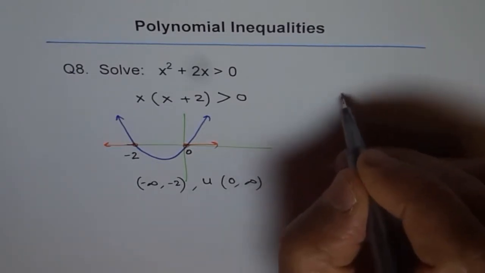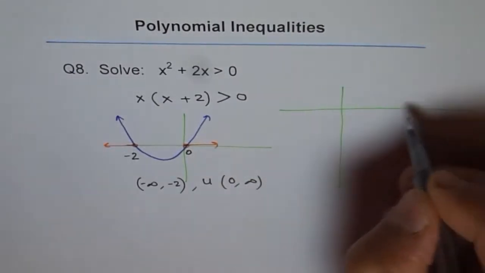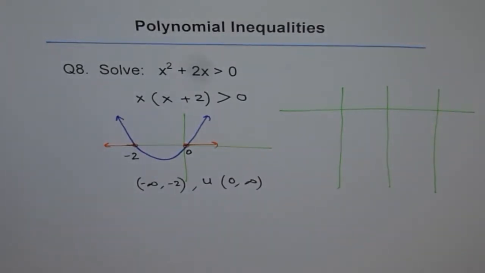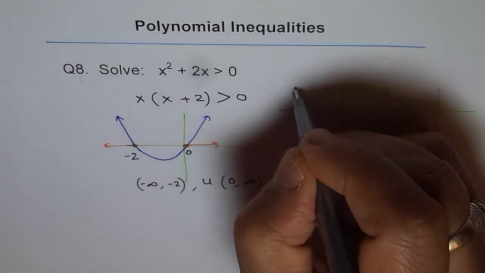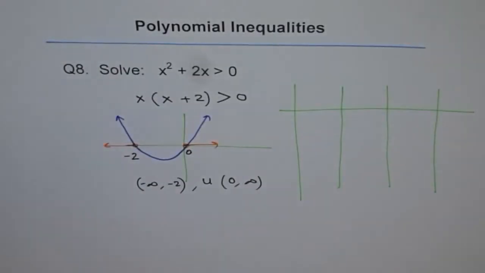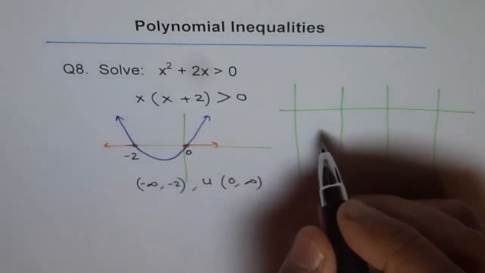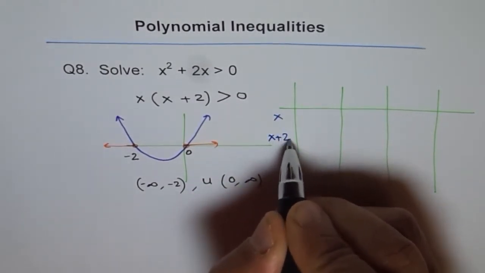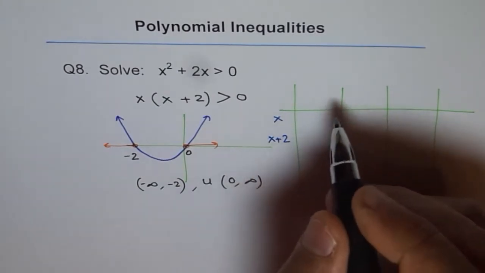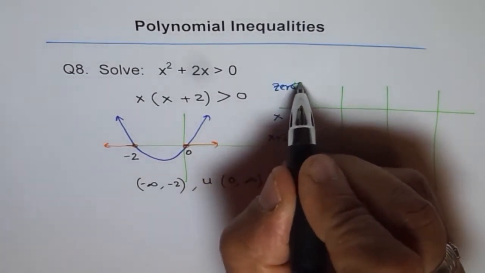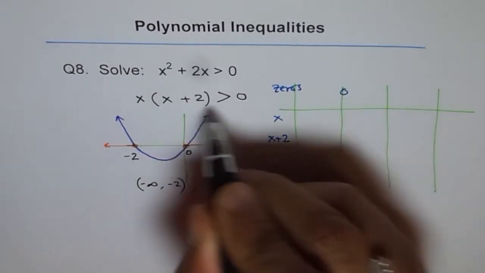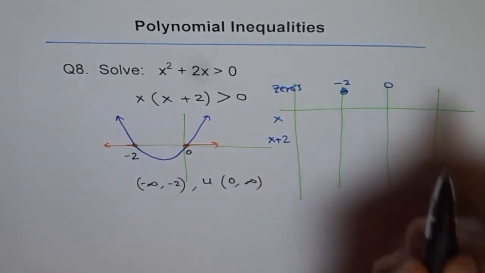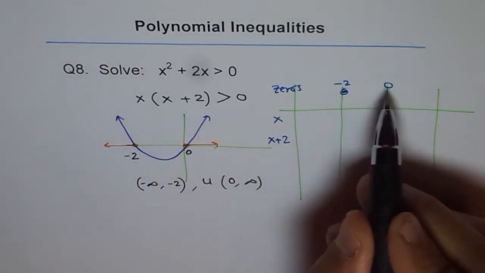So for making a table of values, what you need to do is write down, let me just use more space here. Okay, so our factors here are x and x plus 2. So we have x here and then x plus 2. These are two factors, and our zeros are at 0 and at minus 2. So I should write minus 2 first and then 0. Okay, so zeros are at minus 2 and 0.